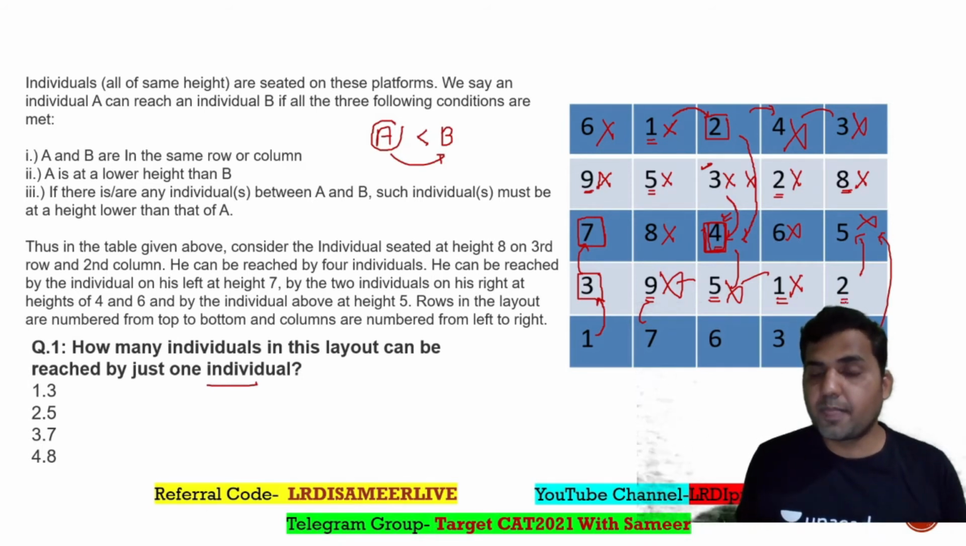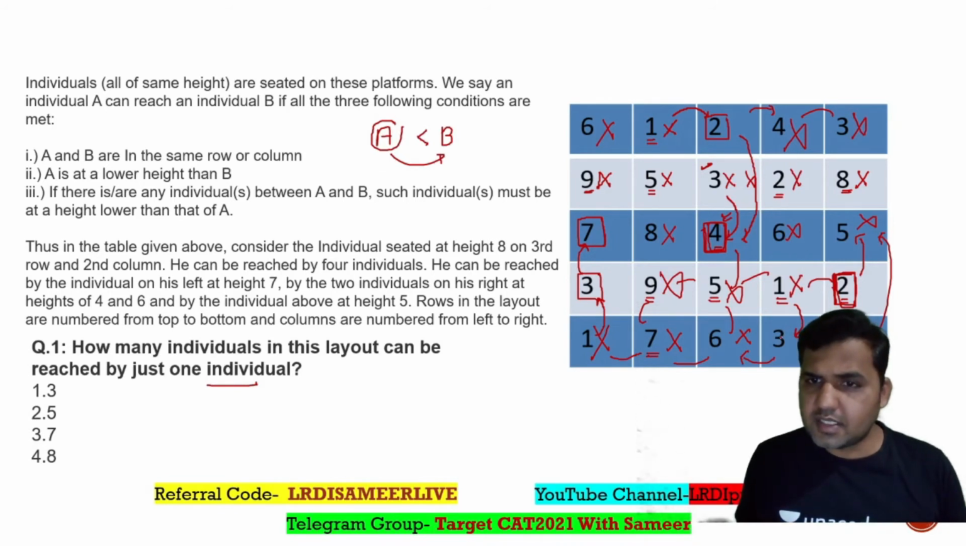If you look at 2, 2 will be approached by 1 from this side and nobody else will be able to approach 2, so yes, 2 is approached only by one individual, that is 1, right? Alright. Now if you look at this one, 1 cannot be approached by anybody. 7 can be approached by 1 as well as by 6, so eliminate it. 6 can be approached by 3 and 5 also, so eliminate it. And this 3 can be approached only by 1, right? Nobody else can approach it.